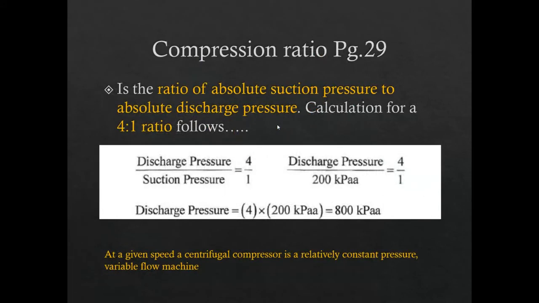Compression ratio in a centrifugal compressor is a ratio of the absolute discharge pressure to the absolute suction pressure. It's not tricky math at all: discharge pressure over suction pressure. Insert your numbers here. You may be asked to do some simple math, saying if my discharge pressure is 800 kPa and I've got X number of stages, what is my suction pressure, or something like that. Nothing very tricky here. At a given speed, here's the note that is the opposite of the one we looked at for reciprocating compressors: a centrifugal compressor is relatively constant pressure, variable flow, whereas recip was the opposite of that.